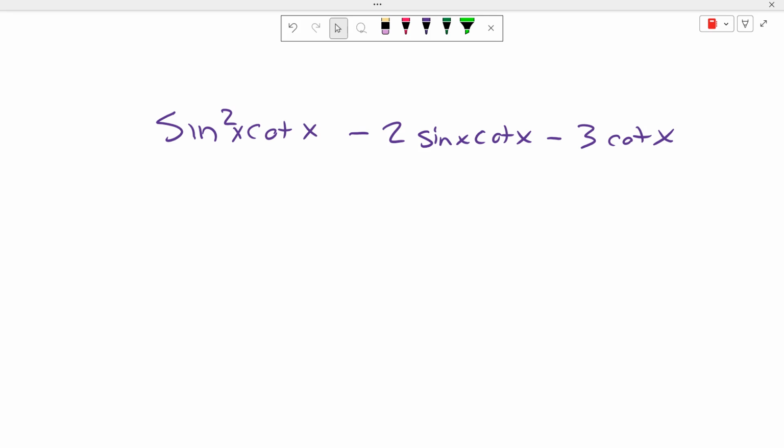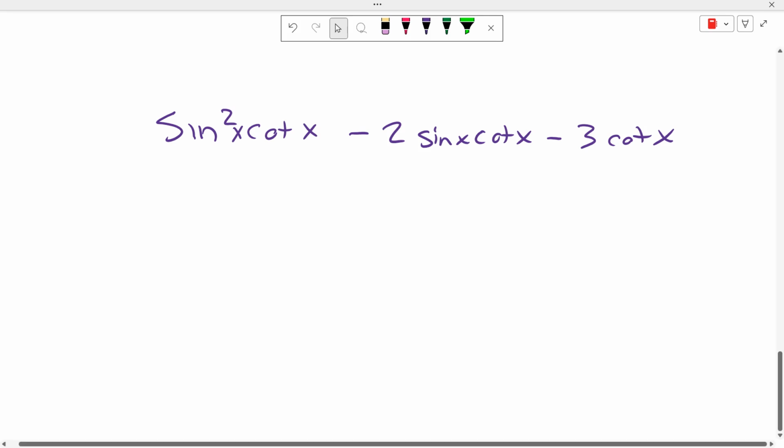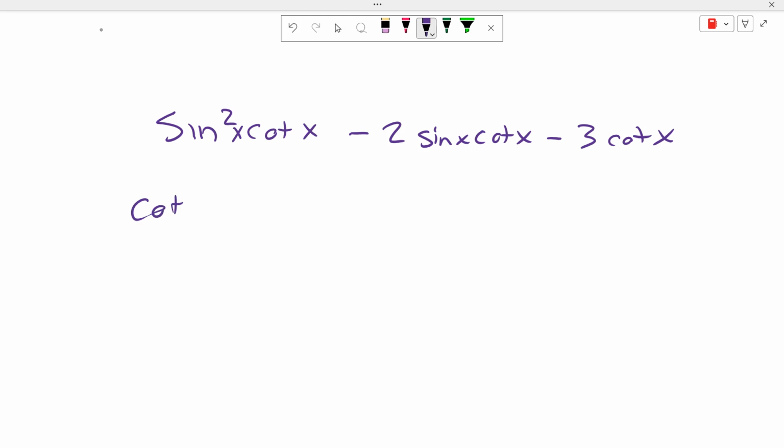To factor this one, I should look and see if there's anything I could take out first. Anything I can take out? Once I take my cotangent of x out, it makes life a lot simpler.